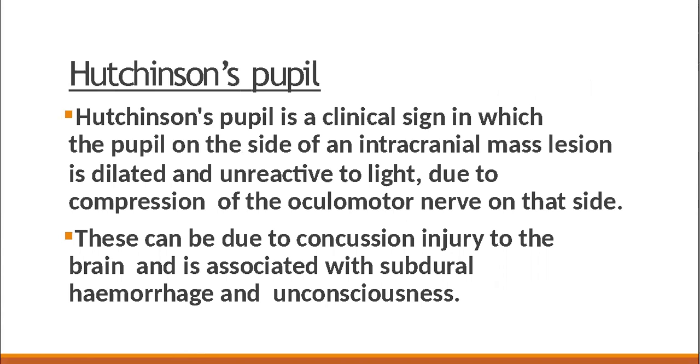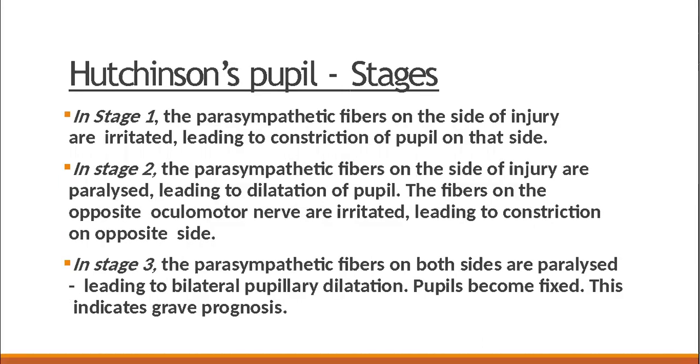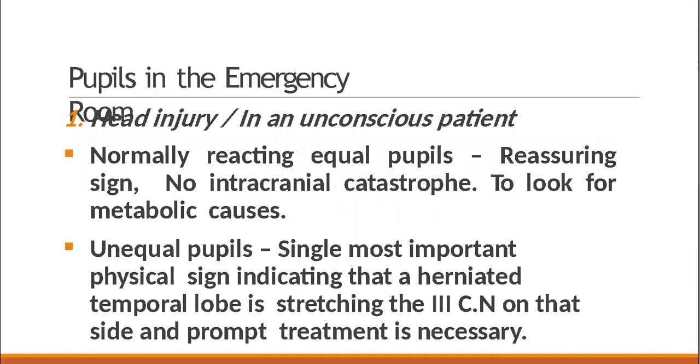Hutchinson's pupil. It is a clinical sign in which the pupil on the side of an intracranial mass lesion is dilated and unreactive to light because of the compression of the oculomotor nerve on that side. This may be because of concussion injury to the brain, and it may be associated with subdural hemorrhage and unconsciousness. So this is very important, friends. When you see a patient with head injury, and if the pupil in one eye is dilating or dilated, then it indicates the seriousness of the injury, and the patient might have to be operated on. So these are some of the stages of the Hutchinson pupil. That is very important.